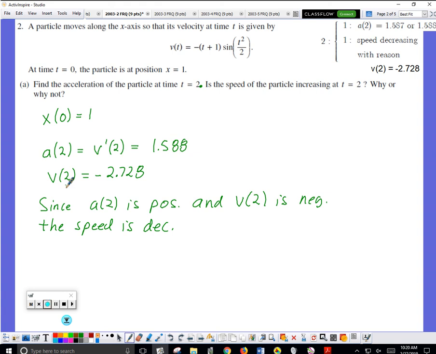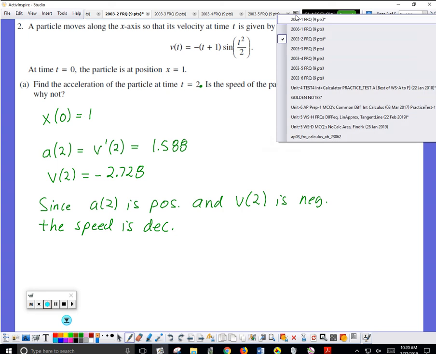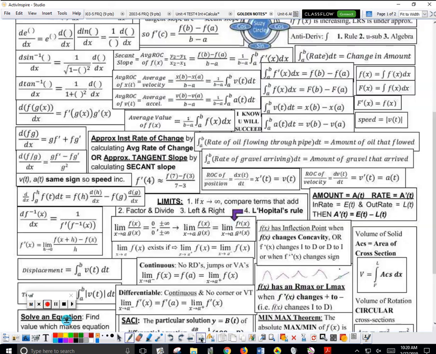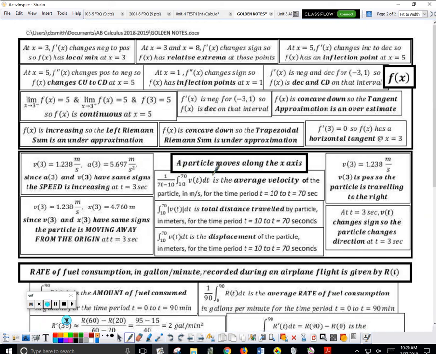Okay. Oh, and then again, you're probably different, but I always struggle. As many times as I've gone through the AP test, whenever they say give a reason, I just can't quite remember a good way to word it. So that's why I gave you on the back of the golden notes lots of examples. Notice here it says a particle moves along the x-axis. All of these boxes are little explanations related to this type of question. The one we just answered is right here. You show the velocity, you show the acceleration, and you write: since A of 3 and B of 3 have the same signs, the speed is increasing.